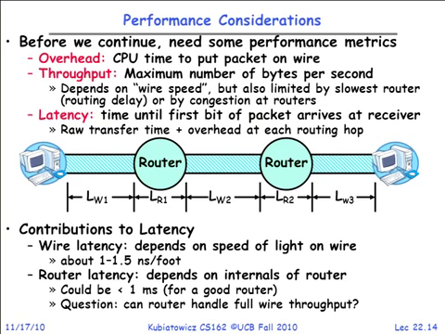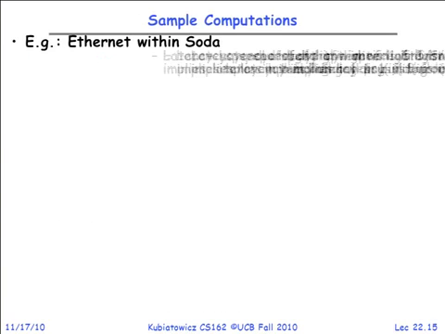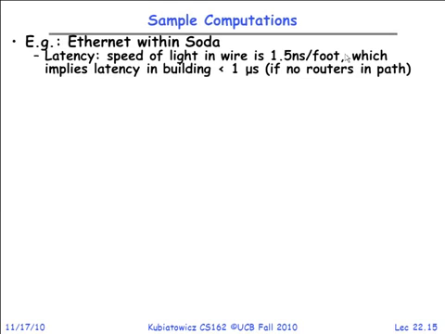So, some sample computations. Let's go through these and then we'll take a break. So Ethernet within SOTA. The speed of light in the wire is about 1.5 nanoseconds per foot, which implies that the latency to go across the building is about a microsecond if there are no routers. Okay, so clearly wire latency is not a big issue inside of SOTA. Okay. Throughput, yeah, we're getting up to gigabit links pretty much everywhere. Okay, so we still probably have some 100 megabit links maybe. I doubt we have 10 megabit.